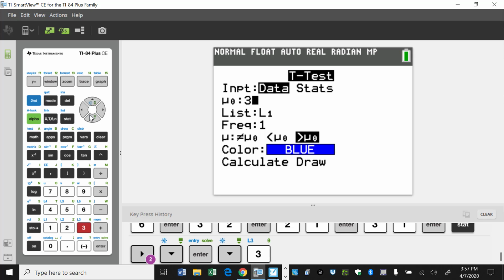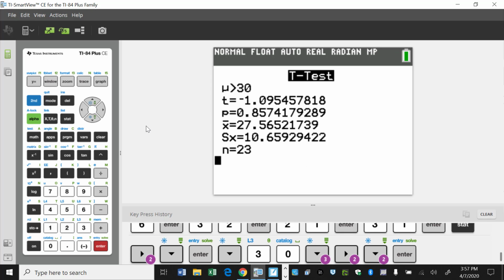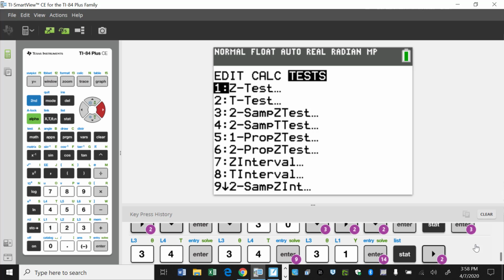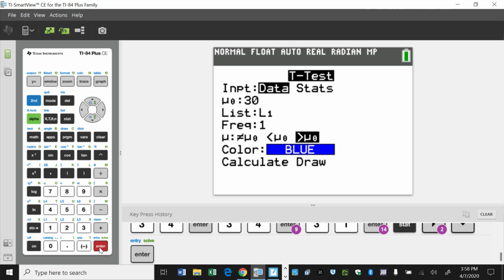We're trying to determine whether or not this is 30 miles an hour. We want to see whether or not we were above 30 miles an hour, and then we're going to calculate. Now I had to actually back up because my data was a little off, but here is the t-test. Again, we're going to take the data. We're seeing if it's different from 30 miles an hour. We want to see if it's greater than 30 miles an hour, and we're going to use the list one that we created, and we go to calculate.